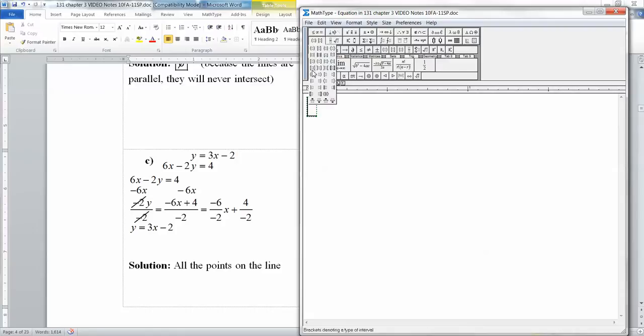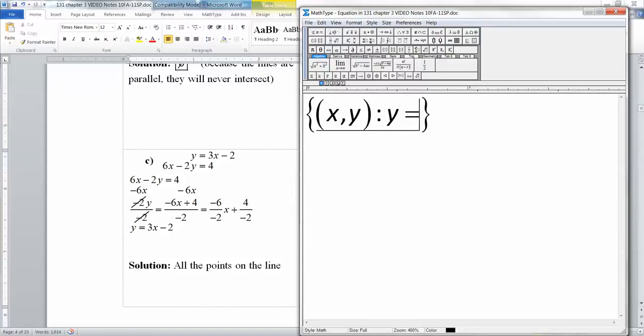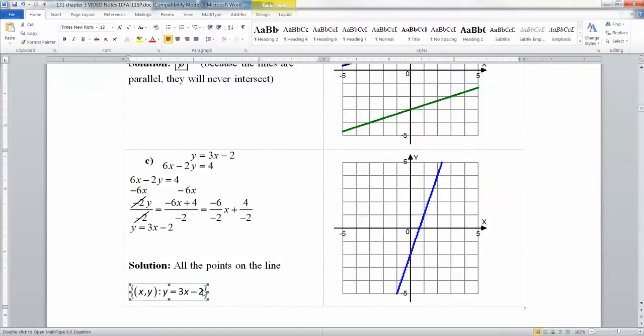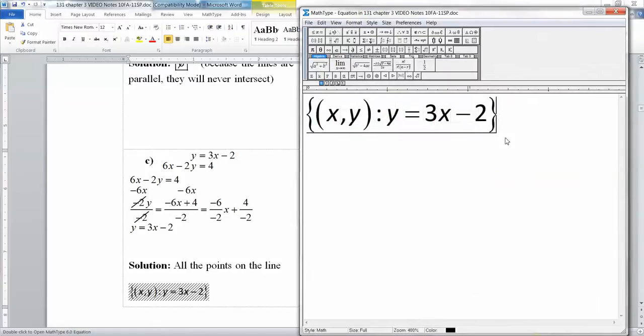So the fancy way to say that is every point. You put little curly braces, sorry, these ones. You say, okay, all the x comma y, all the points in xy form, such that y is equal to 3x minus 2. Right? That is the fancy way to write all the points that are on the line.